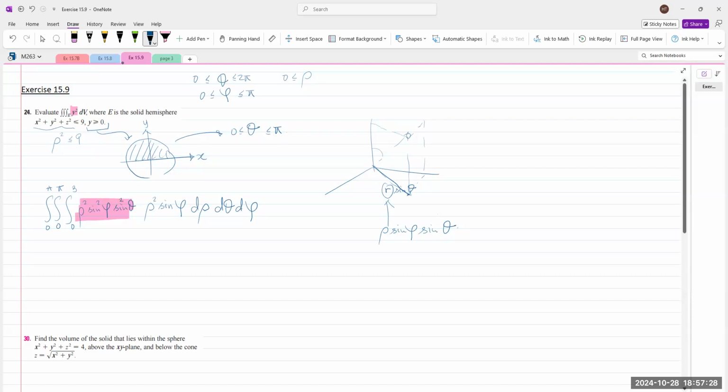The domain is a rectangle. It's all constant, right? And it's separable, so the integral from 0 to pi of sine cubed phi d phi times the integral from 0 to pi of sine squared theta d theta times the integral from 0 to 3 of rho to the 4th d rho.